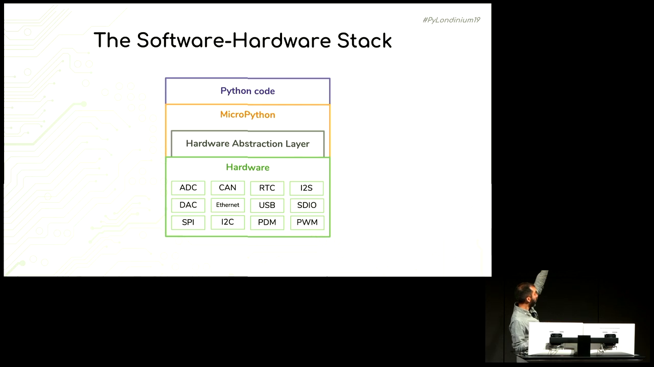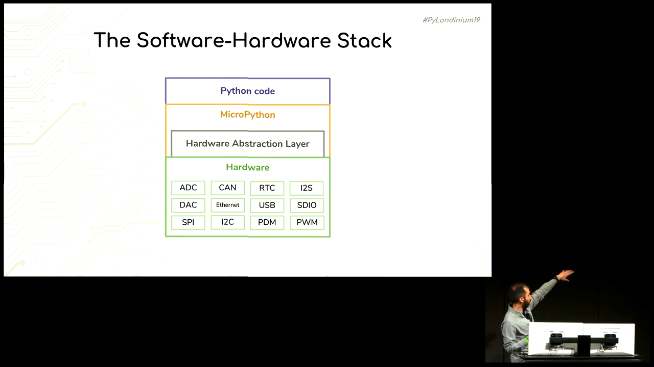We have our Python code at the top, and that gets interpreted and run by MicroPython. In this case, MicroPython is implemented in C. And within MicroPython, we have something called a hardware abstraction layer. These are usually C and C++ libraries from the manufacturer of the microcontroller you're using. And that's where the magic happens. That's what lets you configure and use the hardware.